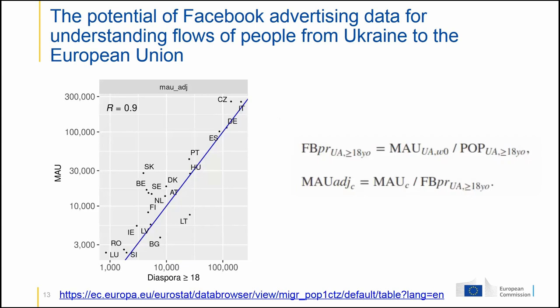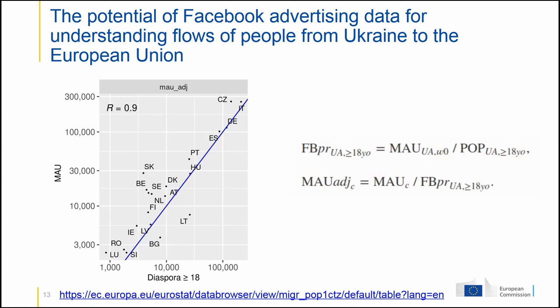So having said all these aspects, what can we do to understand if these data are a good proxy for nationality? Well, first of all, we need to adjust a bit these estimates. We cannot use them as is. So the first thing we did was to, let's say, come up with a Facebook penetration rate, meaning that we divided the estimates before the war started, so assuming that the situation was rather stable, by the population under 18 years old with the Ukrainian citizens across the different member states.